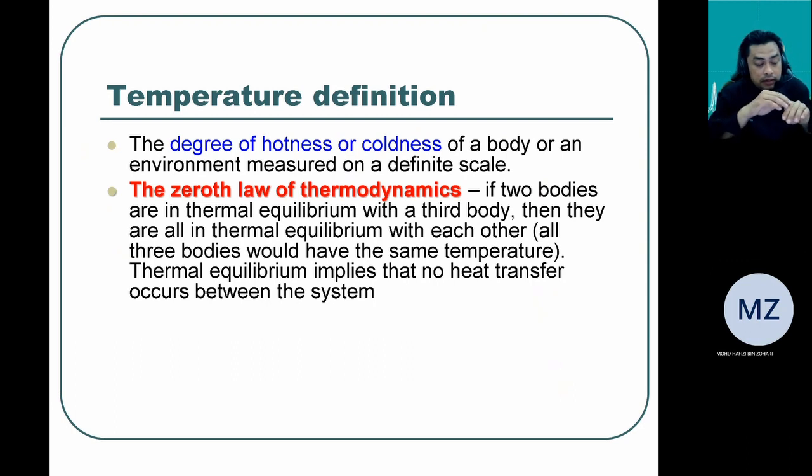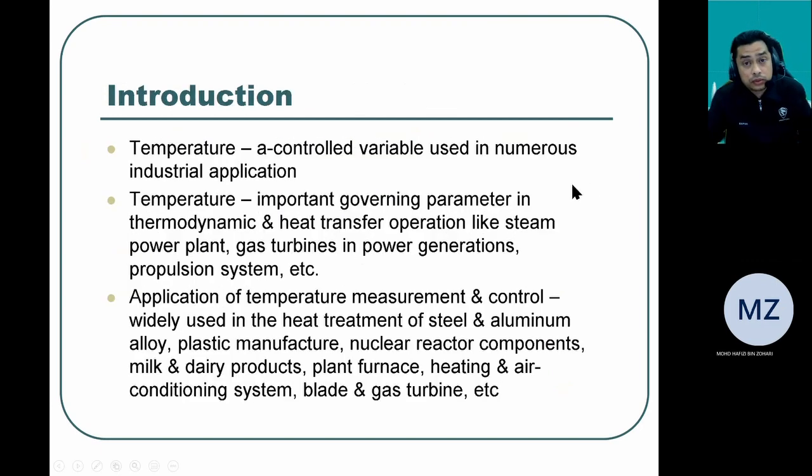whereby these three bodies will have the same temperature. In other words, there's no heat transfer. When those bodies come together in the system, they will have the same temperature because there's no more heat transfer between all the bodies. At first, you have a movement of energy, and after a few minutes, maybe a few hours, there will be no more heat transfer, and it will maintain at one temperature for all the bodies. That's what the Zeroth law tells us.